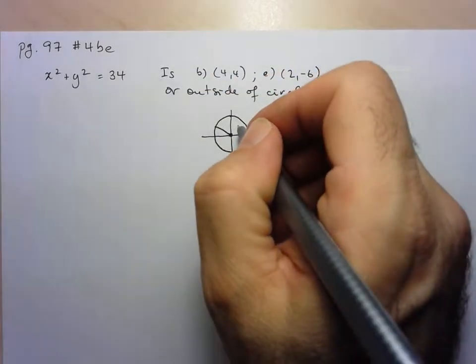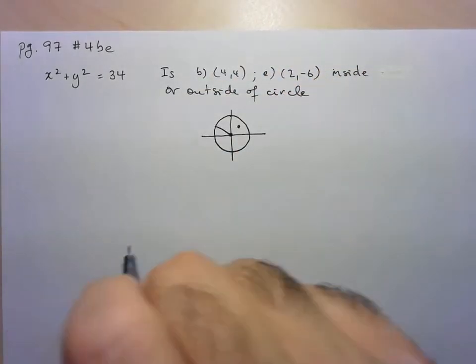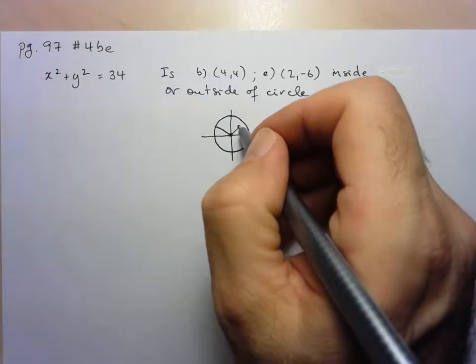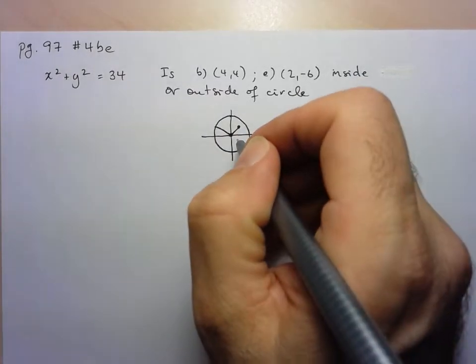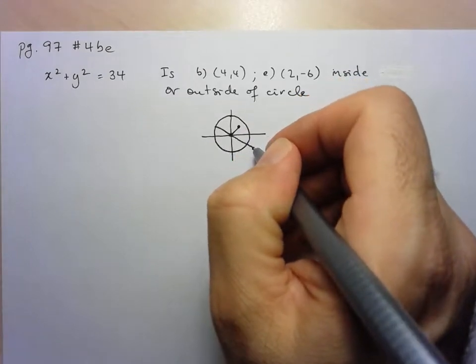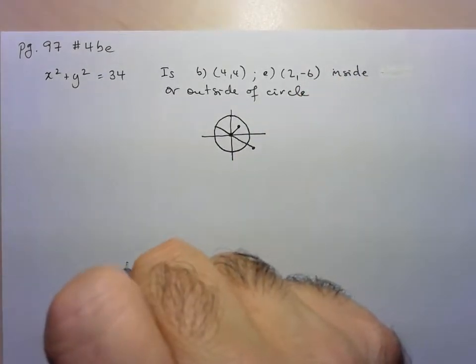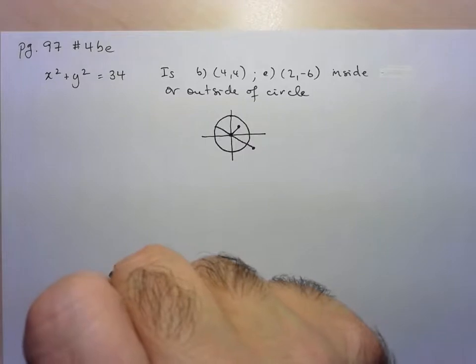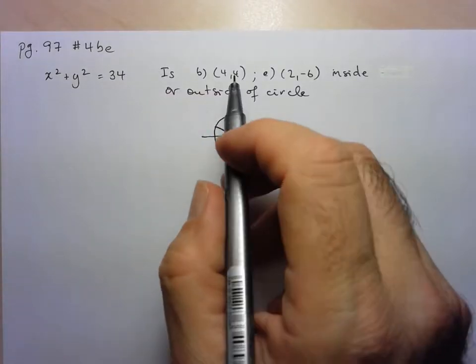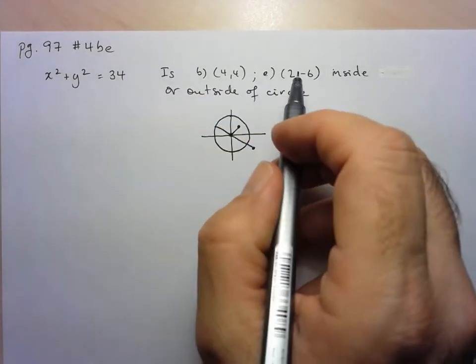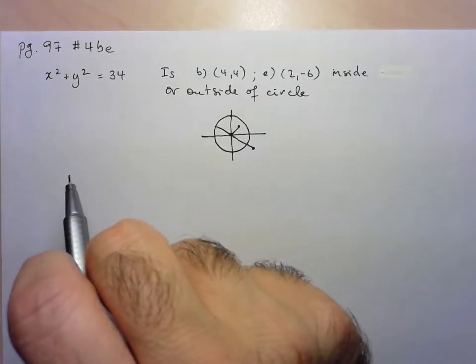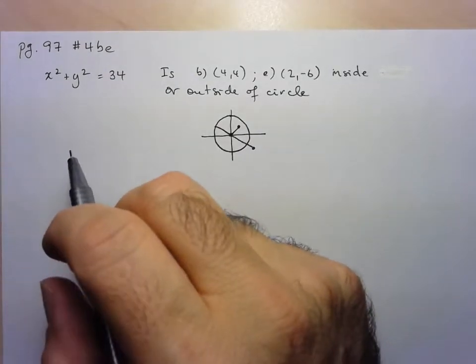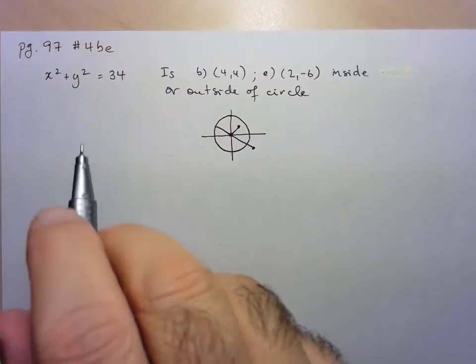So if a point is inside of the circle, it's going to have a distance to the center which is less than the radius, and if it's outside of the circle, it's going to have a distance to the center which is greater than the radius. Essentially, we have to determine whether the distance to the center from these 2 points is bigger or smaller than the radius of this circle. So we will have to determine the radius of the circle.